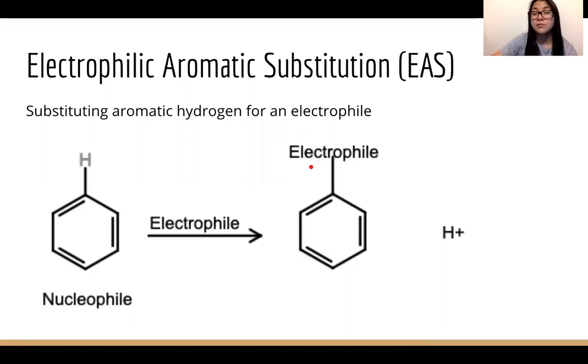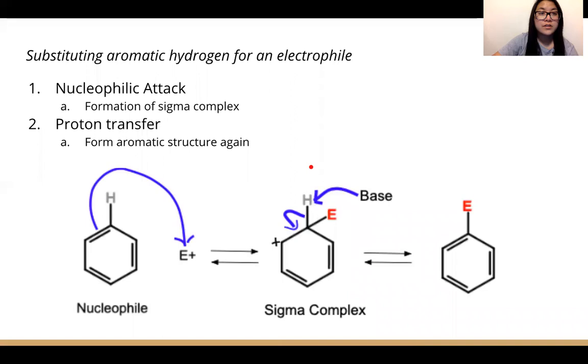So let's go a little bit more into the mechanism. The first step that happens is the pi bond is going to nucleophilically attack the electrophile. And what forms is the sigma complex, where you have a carbocation right here and a carbon that is attached to an aromatic hydrogen as well as the electrophile.